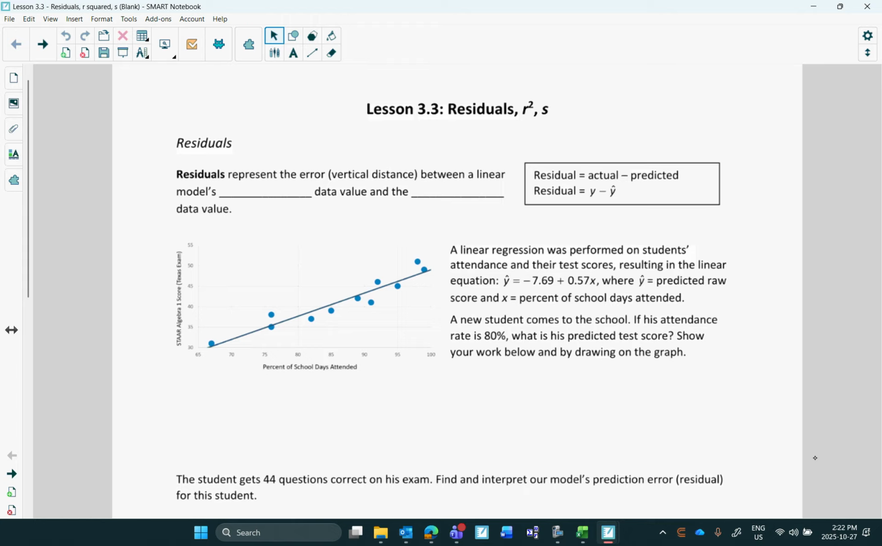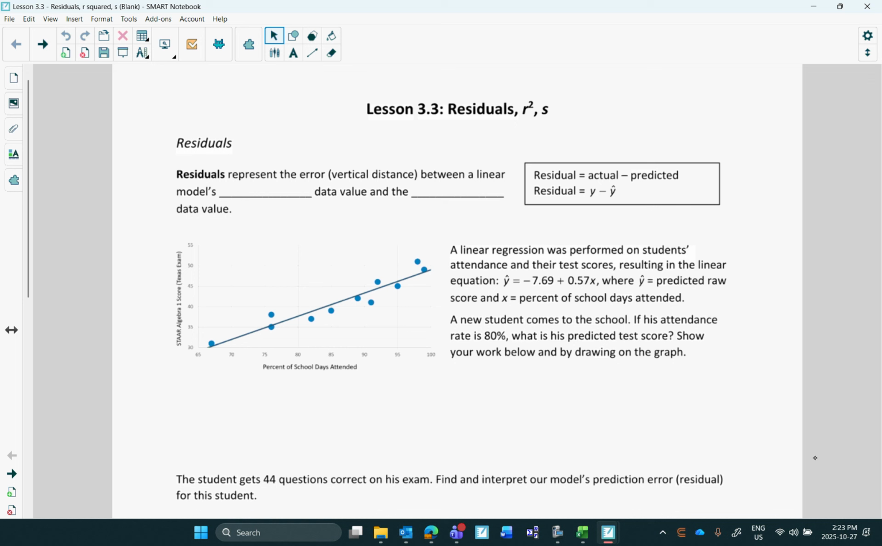Really what we're going to look at here is residuals a little more, and this has to do with variation between the points and the actual line. So we're really going to look at how well the line fits. How good is it? That's really what we're going to be answering in this.